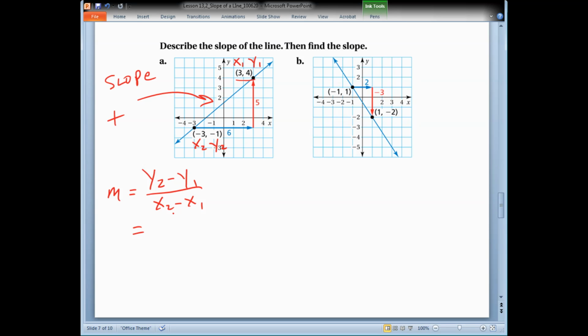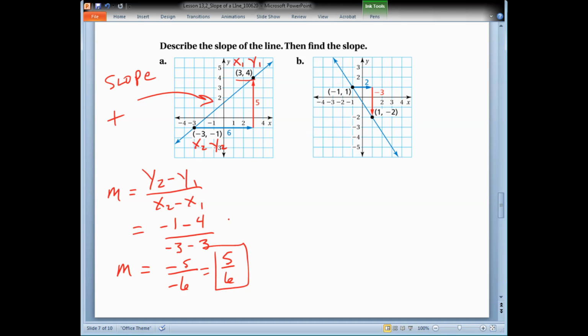So let's go ahead and calculate it. Y sub 2, I get negative 1 minus y sub 1, which is 4. Then I have x sub 2, which is negative 3, minus x sub 1, which is 3. So my slope equals negative 5 over negative, whoops, I forgot to get my negative there, sorry. That should be negative 6, and a negative divided by a negative is positive. So there's my slope.